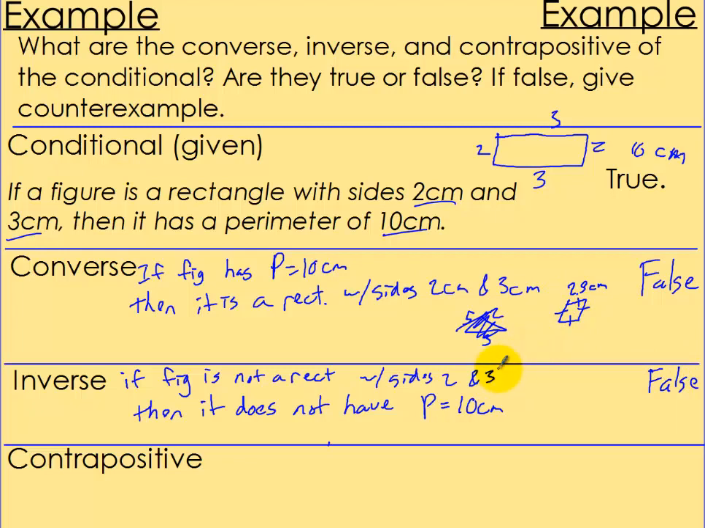So a figure is not a rectangle with sides 2 and 3, so that could be the rhombus, and it does not have a perimeter of 10. Well, the rhombus does. So that is false.